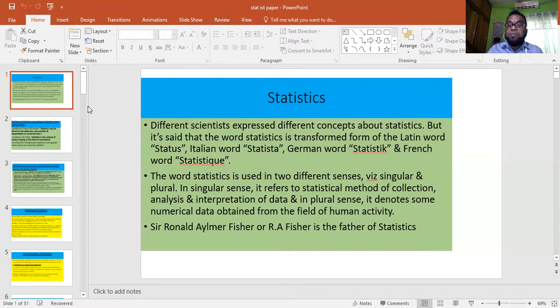So it is used in both singular sense and plural sense. In singular sense, it refers to the method of collection, analysis, interpretation of data. And in plural sense, it means the numerical data. Sir Ronald Aylmer Fisher, or R.A. Fisher, is a renowned statistician. He is the father of statistics. This is very important for you. In MCQ, it may be asked.